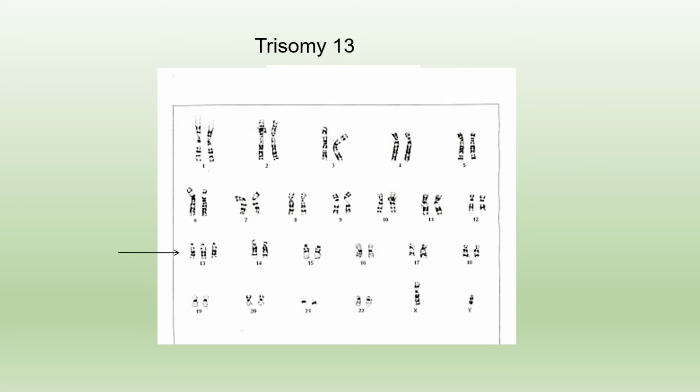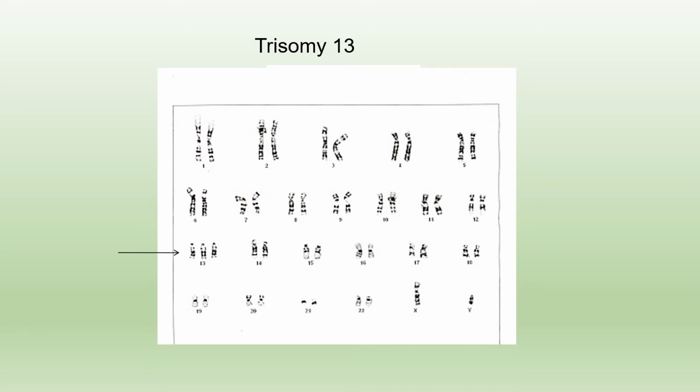Then there are what are called numerical chromosomal aberrations, or aneuploidy. These occur when there's a mistake in meiosis that results in the sperm or the egg either having no copies of a specific chromosome or having two copies of a specific chromosome. They also occur in cancer cells.